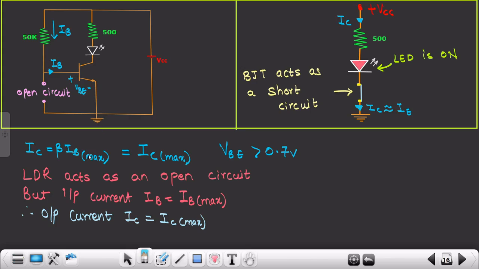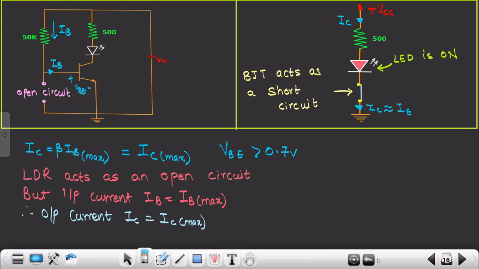And since there would be current IB which would be maximum, flowing in this particular direction, therefore the output current would also be maximum. And since there is some output current flowing in this particular loop, which is able to move up till the ground potential, therefore this LED is in the on condition, or LED would be able to glow.